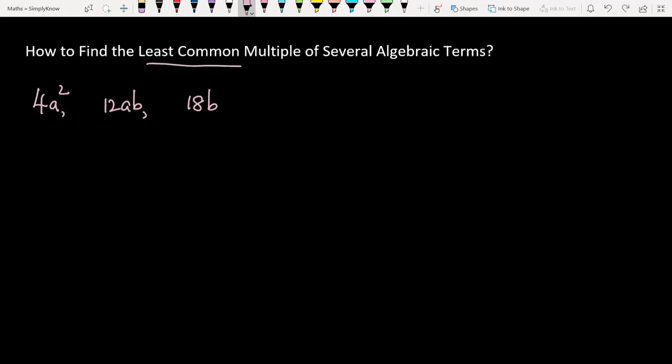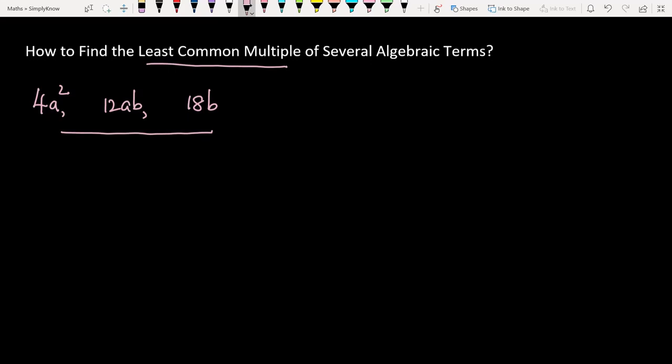The least common multiple, or the LCM, of these three algebraic terms should be the smallest term which is divisible by all these three terms: 4a squared, 12ab, and 18b. So how do we find this LCM?